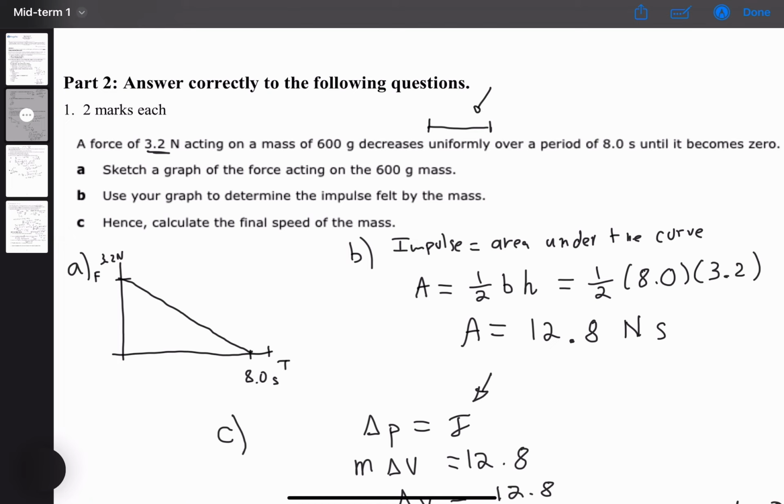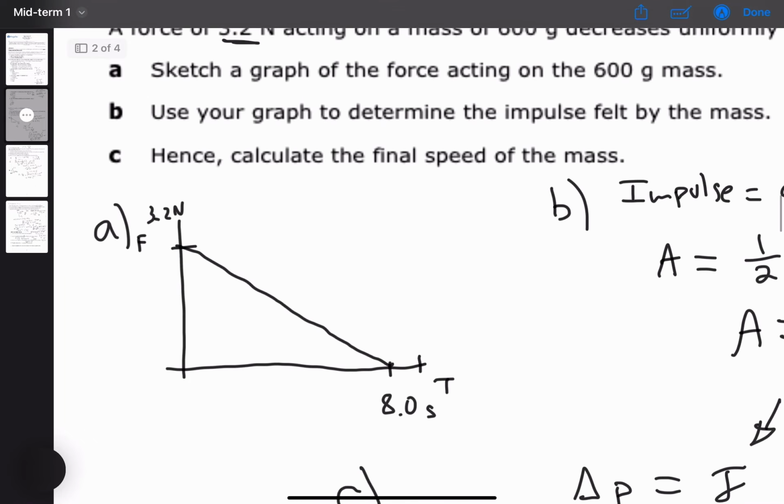Here what uniformly is telling me is that it will have a constant gradient. So it will be a line. I can tell by this word that it will be a straight line. Okay? So first I have to sketch a graph of the force acting on the 600 grams mass. And I know the force is on the y-axis, and on the x-axis I have time.